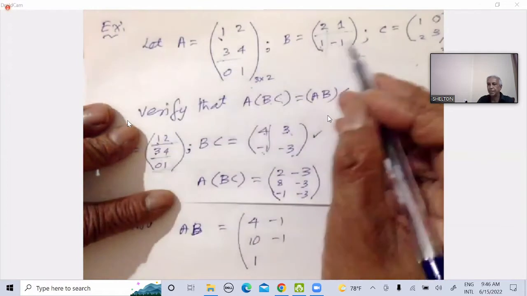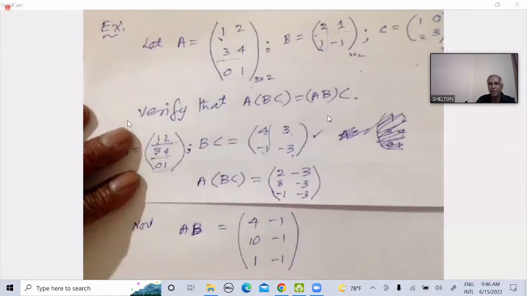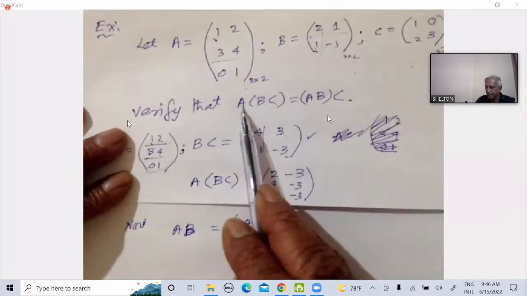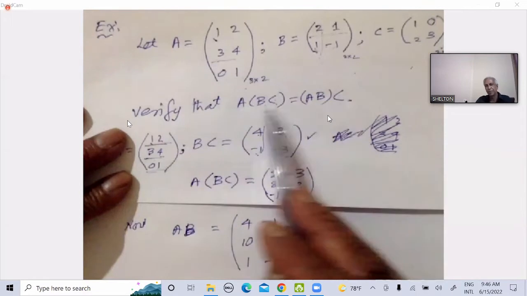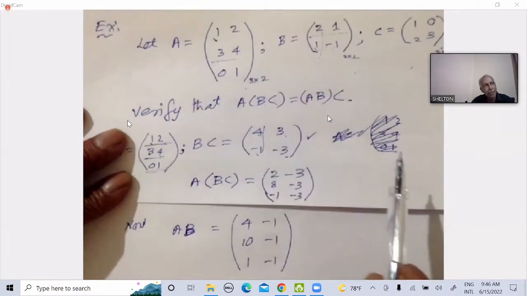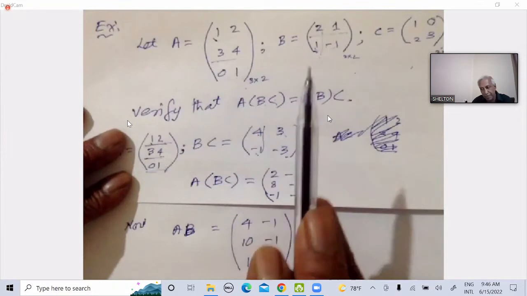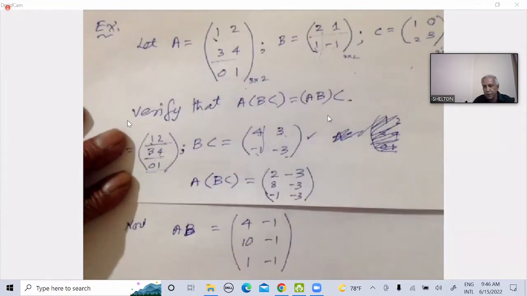AB is this. Now I want AB times C. Here, A times BC equals AB times C. We know for real numbers this is true. But what is true for real numbers need not be true for matrices. Because of that, AB is not equal to BA. The order in which you multiply matrices is important.